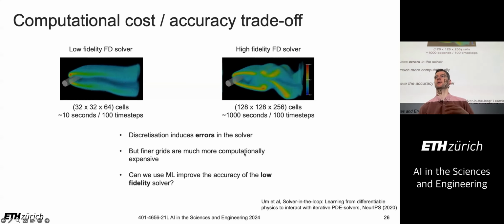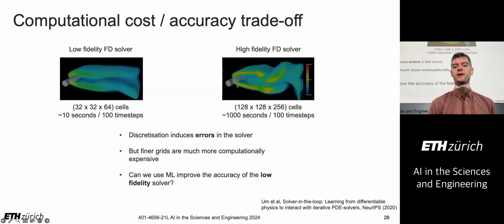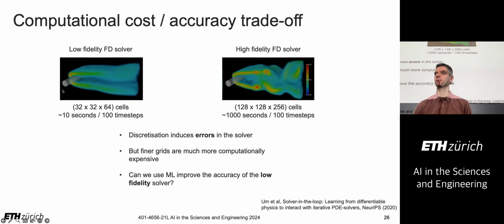So the question we're going to ask is, can we put a machine learning component directly into this finite difference solver to try and improve the accuracy of the low fidelity solver, but keep the speed? Can we create a model that is as accurate as the high fidelity model, but as fast as the low fidelity solver? That's the question we're going to try and solve.